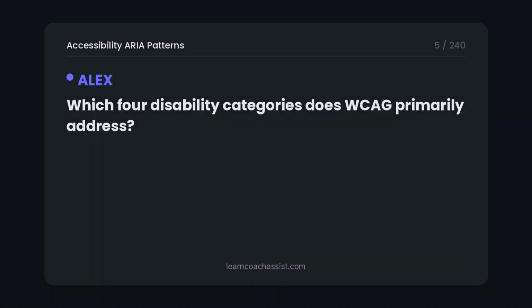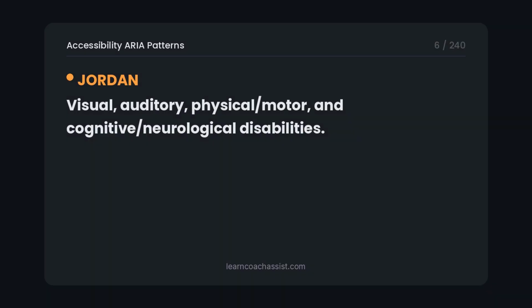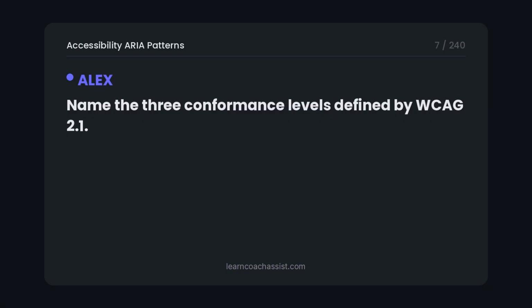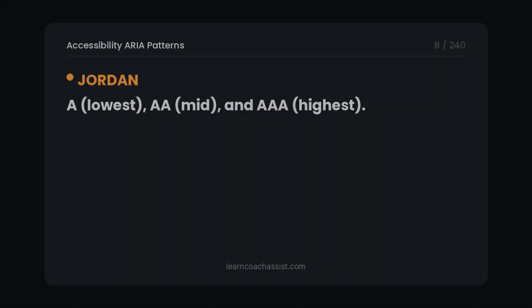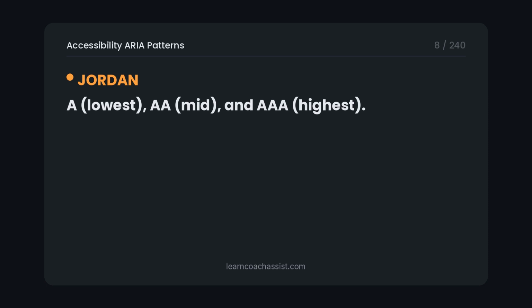Which four disability categories does WCAG primarily address? Visual, auditory, physical/motor, and cognitive/neurological disabilities. Name the three conformance levels defined by WCAG 2.1. A, lowest; AA, mid; and AAA, highest.